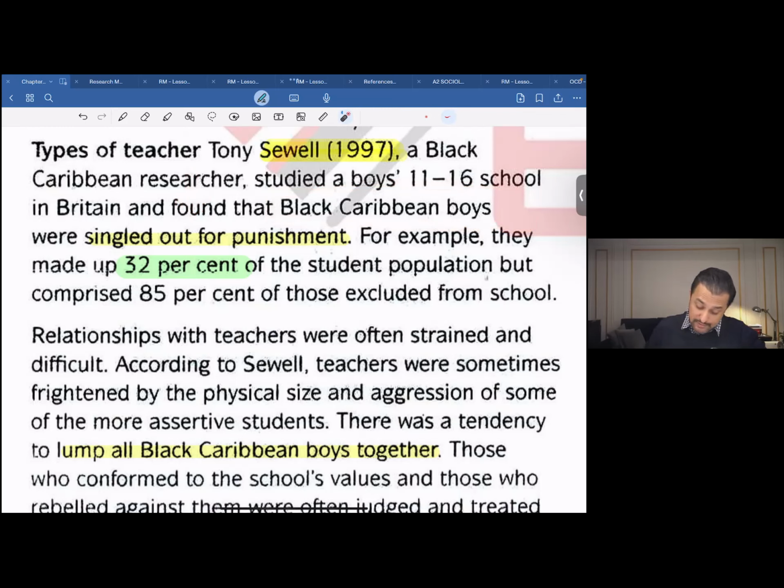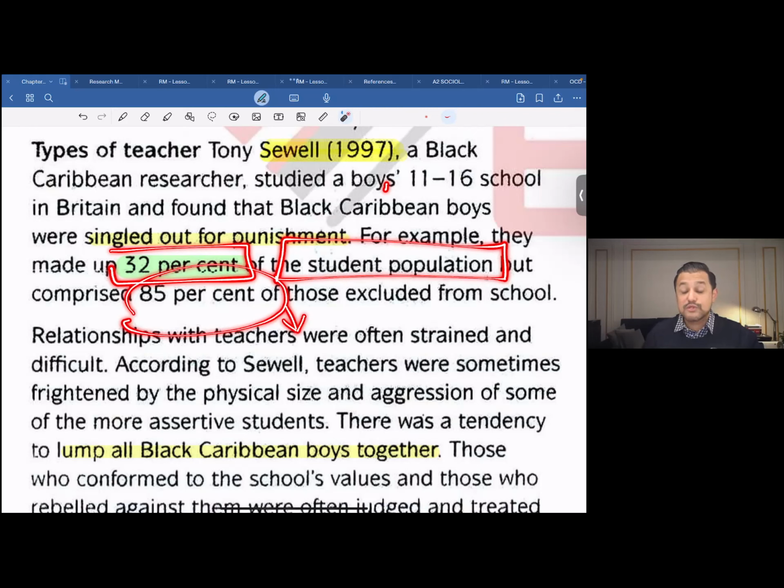Now, according to Seville, teachers tend to single out Black pupils when it comes to punishment. According to Seville, again, we have, for example, they made 32% of the student population. Now, this is school composition. According to Seville, through the research that he conducted in 1997, 32% of students belonged to an Afro-Caribbean or Black Caribbean origin in the school that he conducted his research on. However, if we speak in terms of the percentage of students who were expelled, this was 85%.